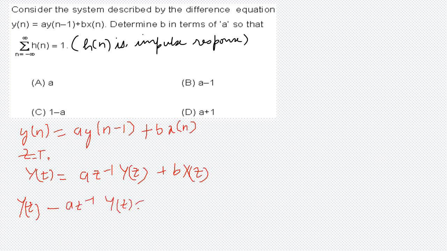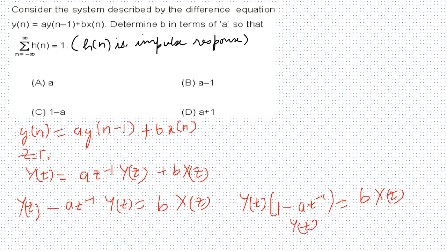Now from here we can take the Y(z) terms common. So Y(z) times (1 minus a z inverse) is equal to b X(z). This is what we get. Now we can take the ratio of Y(z) over X(z), and that comes out to be b over 1 minus a z inverse. This is what we have achieved from our difference equation.